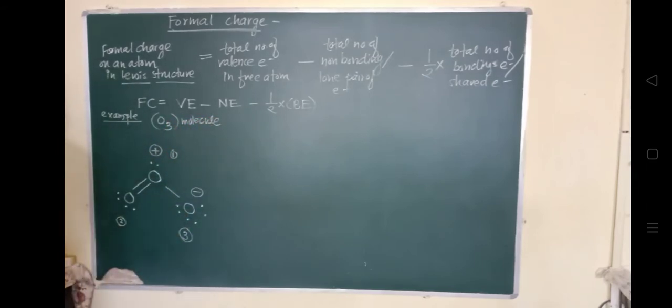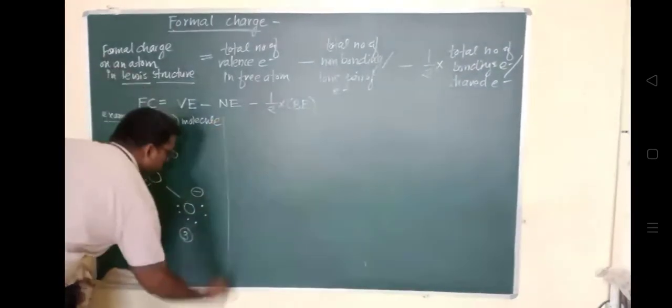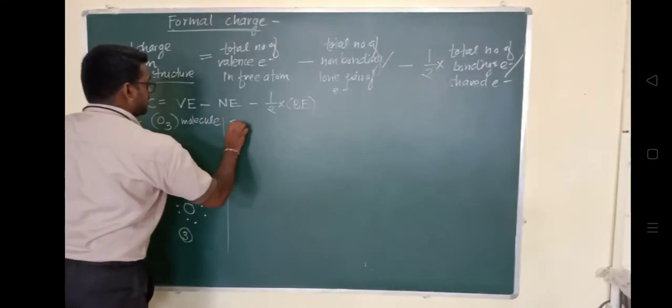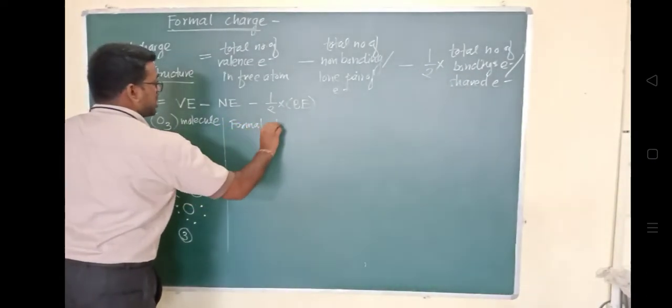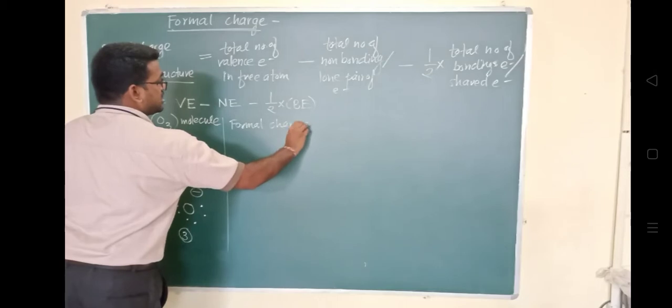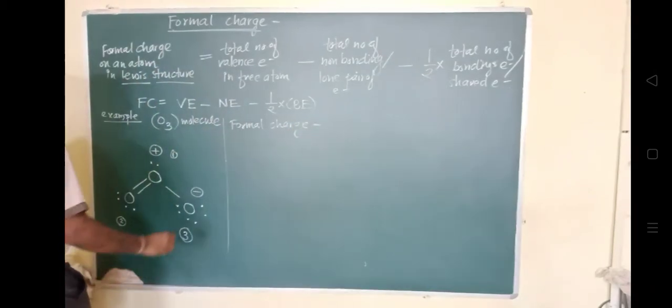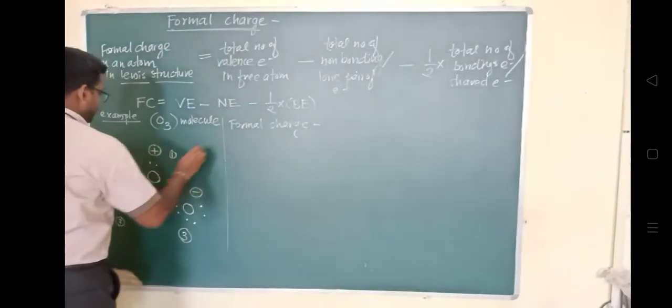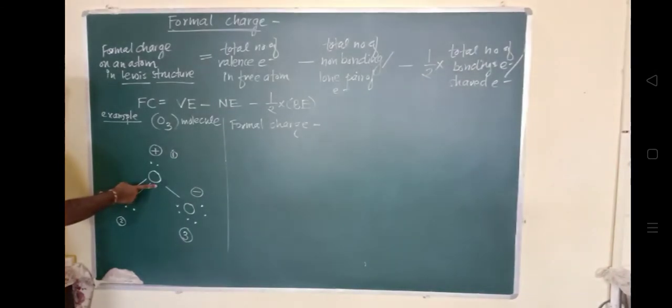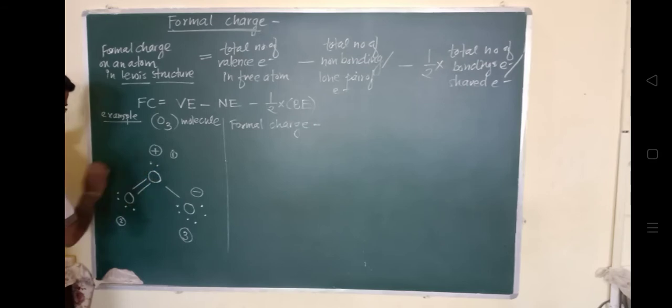So now what we have to find out is the formal charge. Okay, we have to find out the formal charge here. So one by one we will find it out. Okay, so we'll find out the formal charge right now over all the atoms. Okay, so consider the formal charge on this oxygen atom, the very first oxygen atom, which is present at the center.